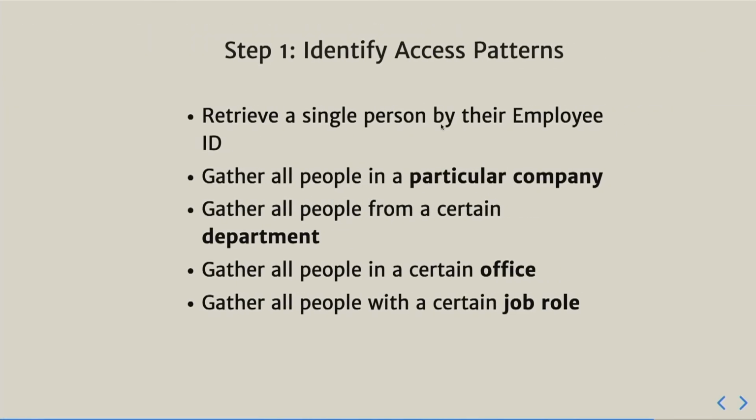So step one, if we were to model this with Dynamo, we need to identify our access patterns. First of all, we need to be able to retrieve a single person by their employee ID. We need to be able to gather all people in a particular company. We need to be able to gather all people from a certain department within that company. We need to be able to gather all people in a particular office within that department. And finally, we need to be able to gather all people with a certain job role in that office.